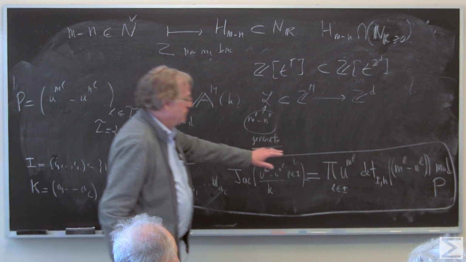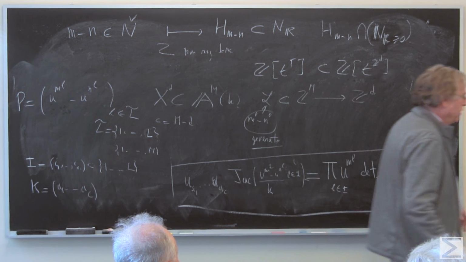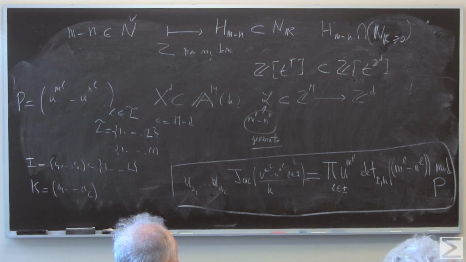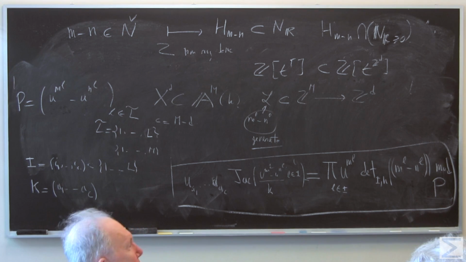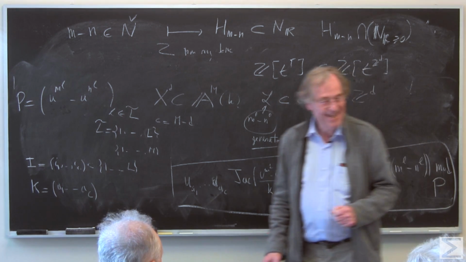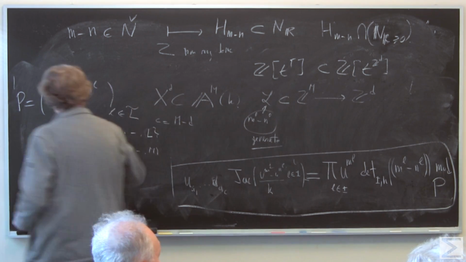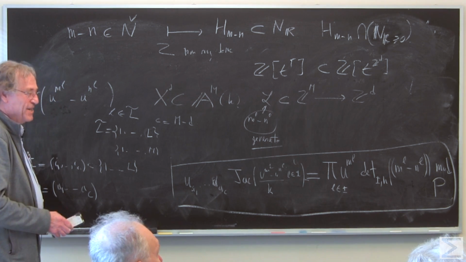I have another proof of this, but I don't have the time. I have another proof which I like better, but I don't have the time to explain it. You gave us the proof you don't like. Exactly. Because it's fast.